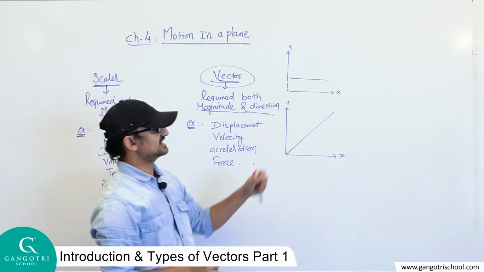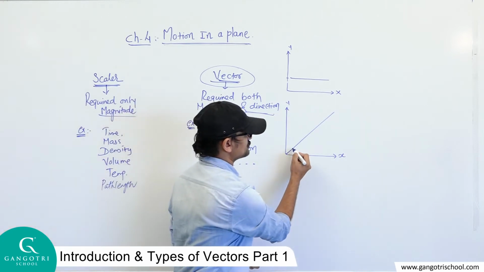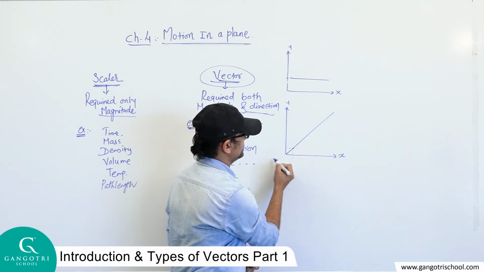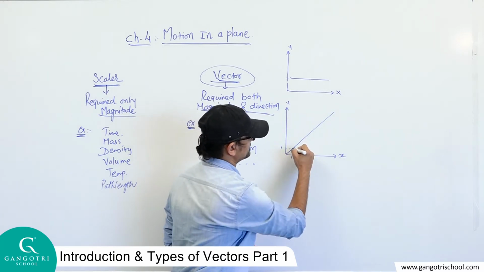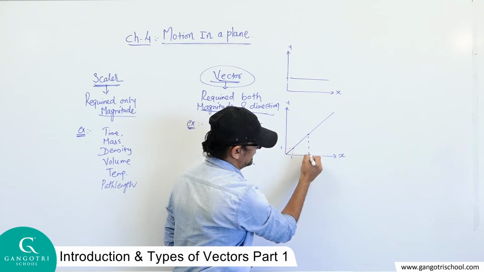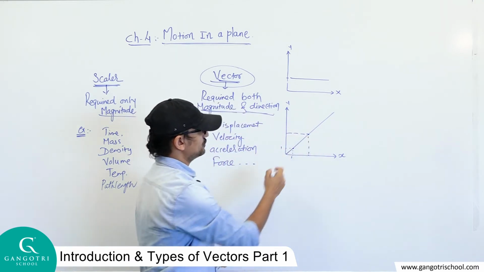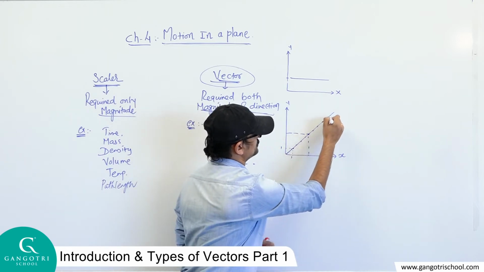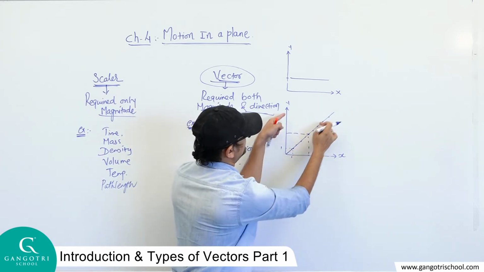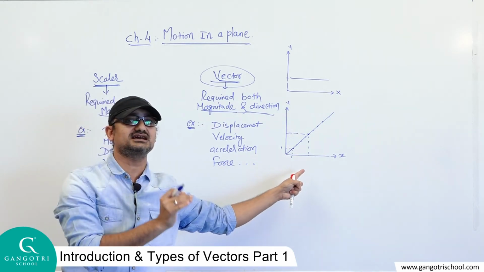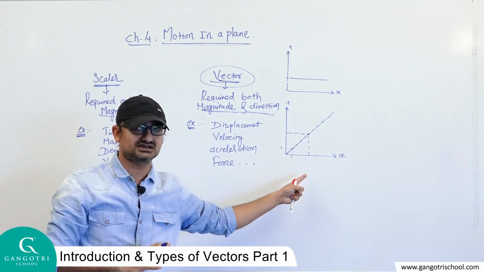On the other side, in the second diagram, during the motion when the particle is here, its x coordinate and y coordinate are suppose 1, 1. After some time the particle is here, you can see that its x coordinate has changed as well as its y coordinate has also changed. So in this straight line during the motion, the x coordinate as well as the y coordinate, both coordinates will change. So in the second diagram we can say that the particle performs two dimensional motion.